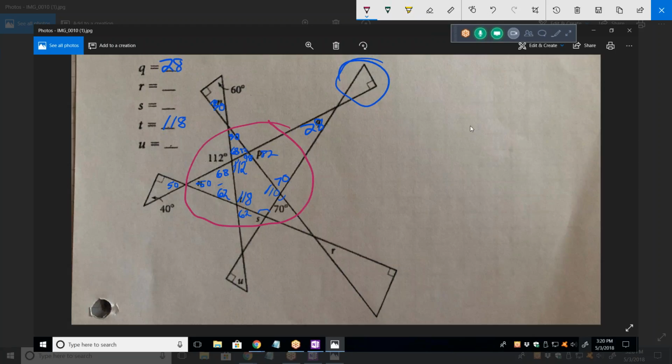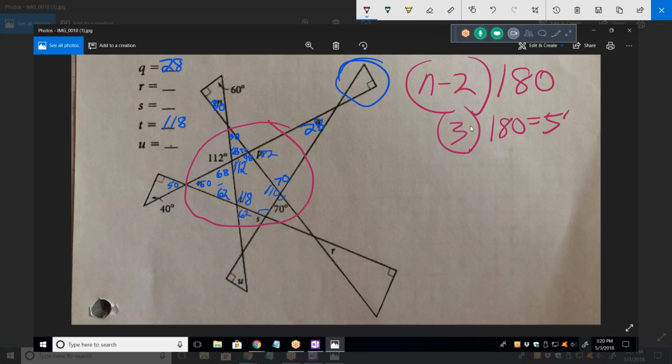It's n minus 2 times 180, no matter how many sides. Notice that if I have a triangle, that becomes 3 minus 2 times 180. That works for a triangle. If I have a quadrilateral, like a rectangle or a square, then I've got 2 times 180, which is 360. Well, this is a five-sided figure, so it becomes 3 times 180, which is 540.